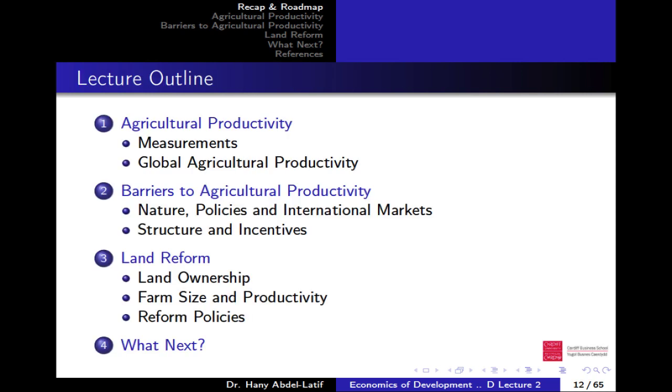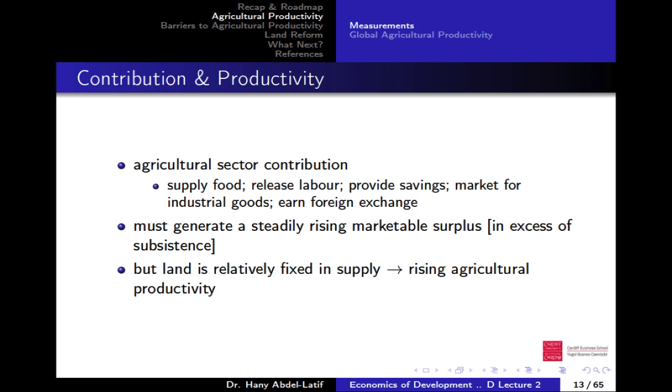As I said, I will start with agricultural productivity because this is a very important concept, and I will show you some statistics and also some additional readings. You don't have to read this one. It's about different measures of how to measure productivity in the agriculture sector. But I think this will show you exactly where we're coming from, why productivity is a big issue in developing countries or in poor countries. And then we'll talk in more detail about the barriers, and then land reform and what that means.